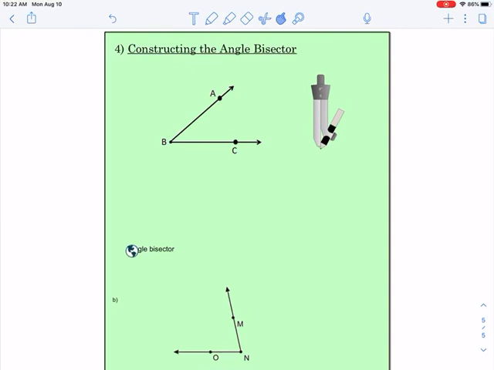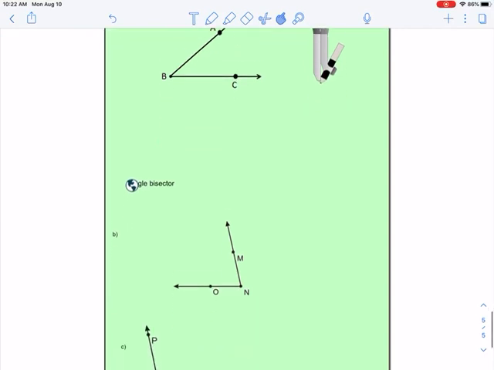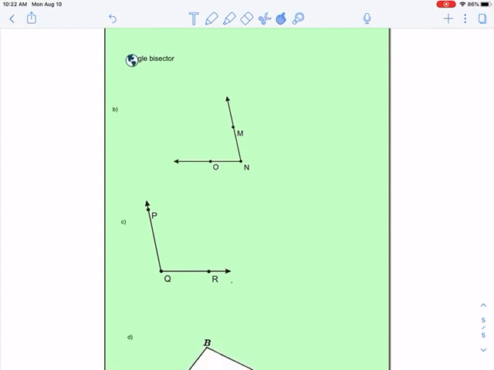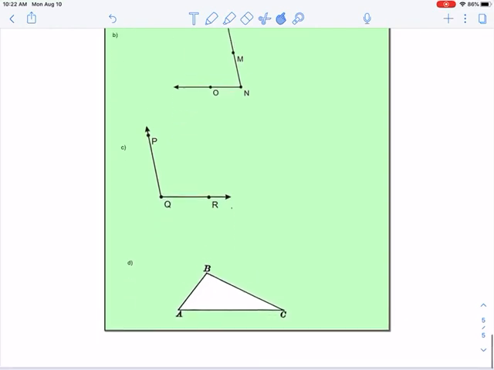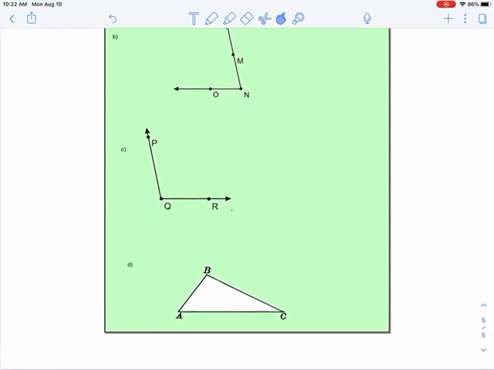Okay, so again, pause the video and construct your angle bisectors for angle ABC. In part B, you're going to bisect angle MNO. In part C, you're going to bisect PQR. And how about in part D, you don't have to bisect every single angle here. Usually when they give you a triangle, they're going to ask you to just bisect one angle. So let's bisect angle B there. So when you're bisecting the angle in this triangle, literally you're just going to ignore that side AC and just concentrate on the angle B itself and just bisect that angle like you did above.